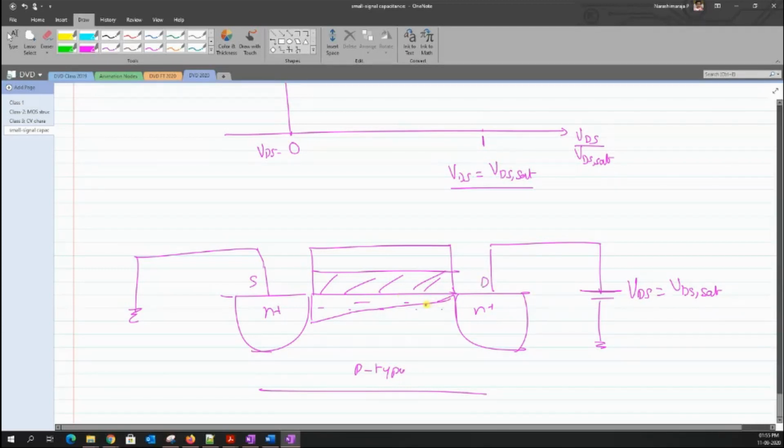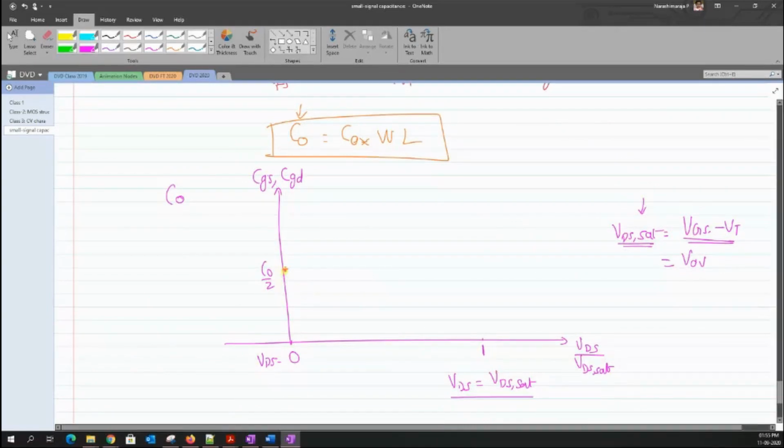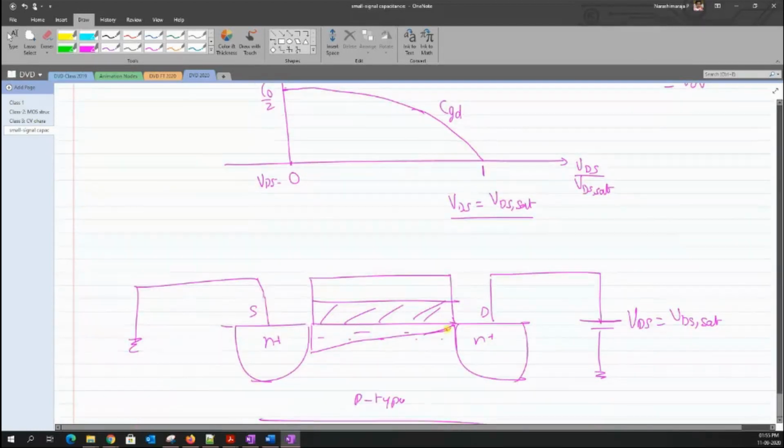Basically, when I get closer to the drain, there is no charge at all, which means the capacitance value is supposed to be equal to 0, right? So the capacitance that I have here actually drops all the way to 0. And which capacitance drops to the value of 0? It is nothing but our CGD. By the time I reach a voltage where VDS is equal to VDS sat, there is no channel near the drain, which means I don't have any extra charges, so the capacitance obviously falls down to the value of 0. But what happens on the other side?